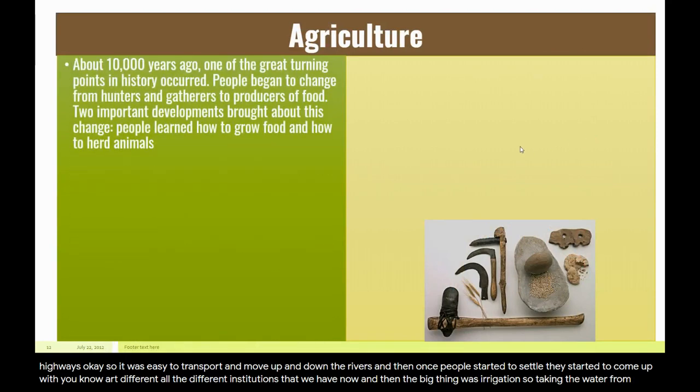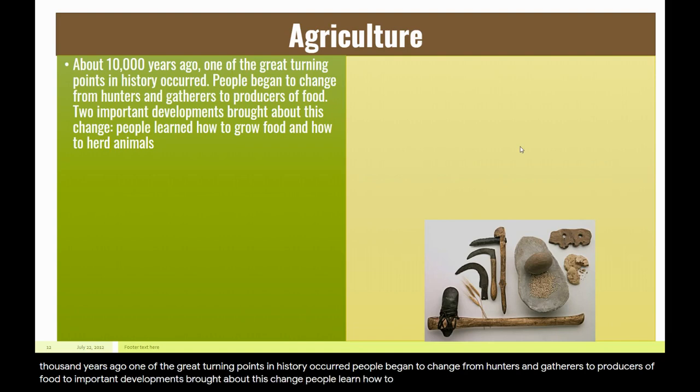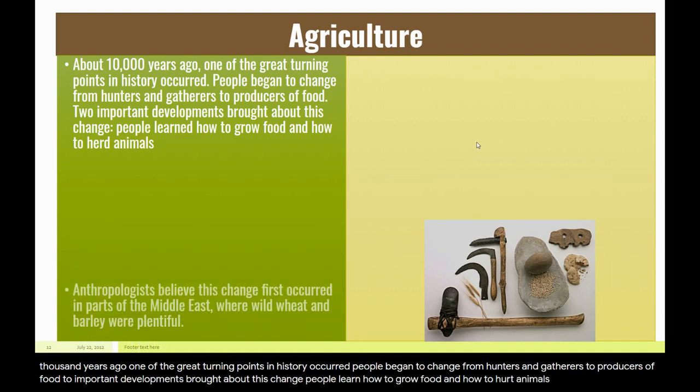So about 10,000 years ago, one of the great turning points in history occurred. People began to change from hunters and gatherers to producers of food. Two important developments brought about this change. People learned how to grow food and how to herd animals.